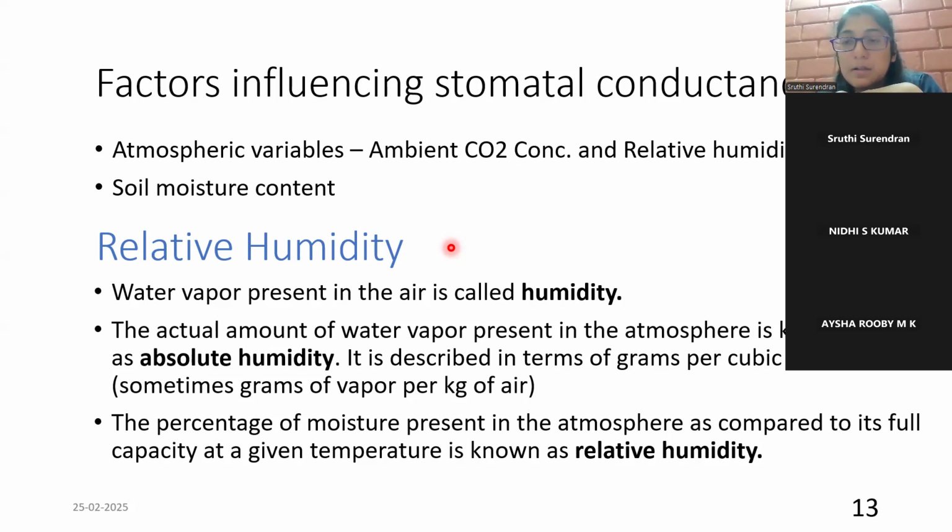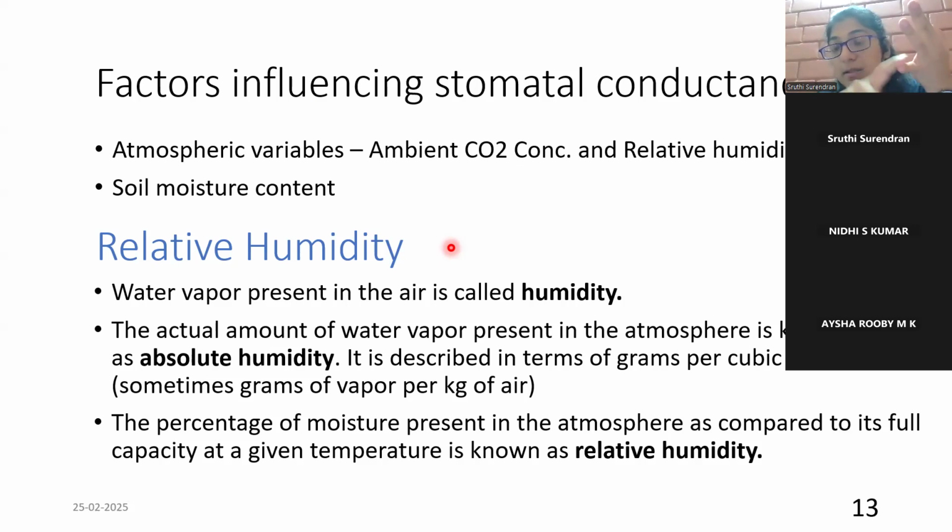Now, humidity is usually the amount of water vapor present in the air. It can be expressed in terms of moles of water vapor present in moles of air, or it can be expressed in terms of pressure. That is, this is the vapor pressure. So it can be expressed in terms of Pascal. Then it can also be expressed in terms of grams of water per cubic meter of air or grams of vapor per kilogram of air. So there are different ways to express the vapor present in the air.